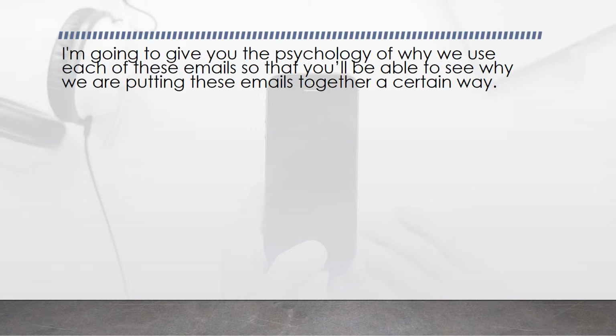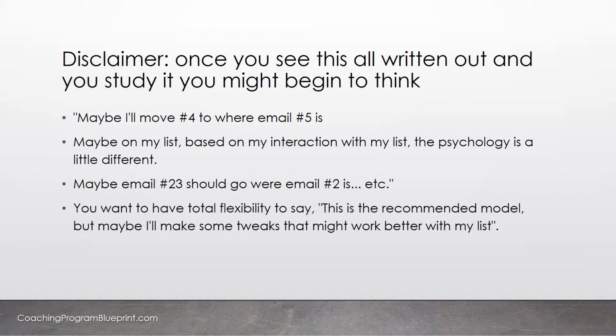However, my disclaimer is this. Once you see this all written out, once you read over the sequence and you study it, then you go write your emails and you put them in your campaign, you might start to think, maybe I'll move number 4 to where email number 5 is. Maybe on my list, based on my interaction with my list, the psychology is a little different. Maybe email 23 should go where email 2 is, etc. You want to have total flexibility to say, this is the recommended model, but maybe I'll make some tweaks that might work better for my list.